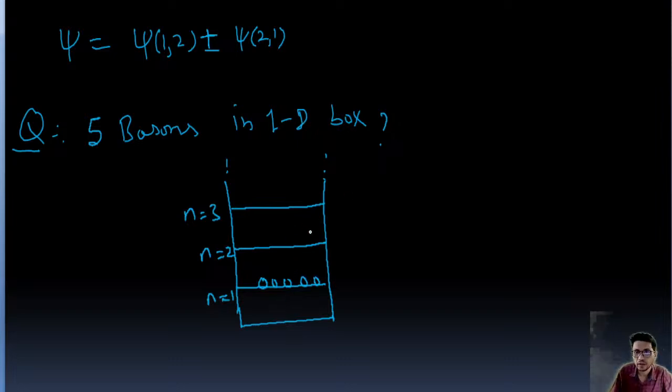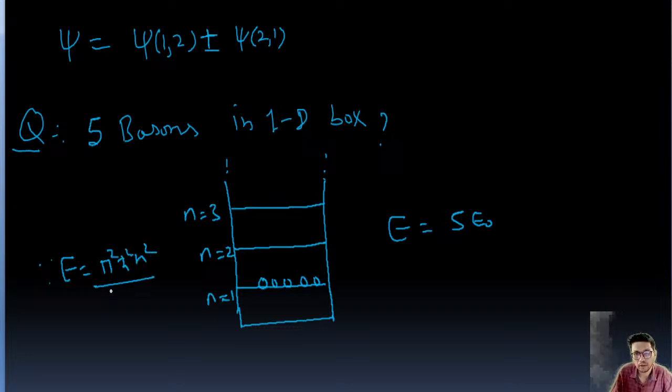Ground state. So this energy is going to be 5 E naught, because we know energy for a 1D particle in a box is E equal to pi square h cut square n square upon 2 m a square, right? Or we can write n square into E naught, where E naught value is pi square h cut square upon 2 m a square. So this is 5 E naught.